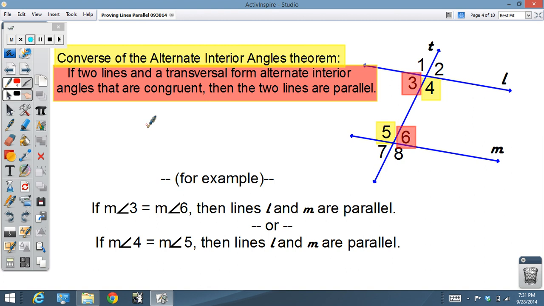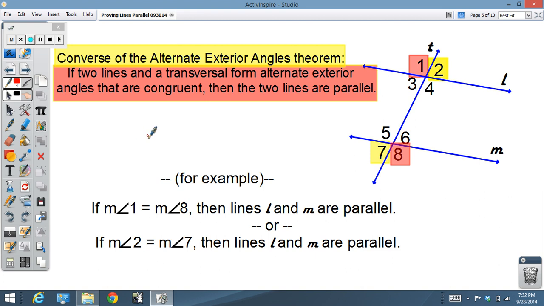Second one, converse of the alternate interior angles theorem. If alternate interior angles are formed out of two lines and a transversal, and those alternate interior angles are congruent, then the two lines must be parallel. Again, yesterday we learned if two lines are parallel, alternate interior angles must be congruent. So today, converse. If two lines and a transversal form alternate interior angles that are congruent, then the two lines must be parallel. So if 3 and 6, alternate interiors, or 4 and 5, if either of those are congruent, L and M must be parallel.